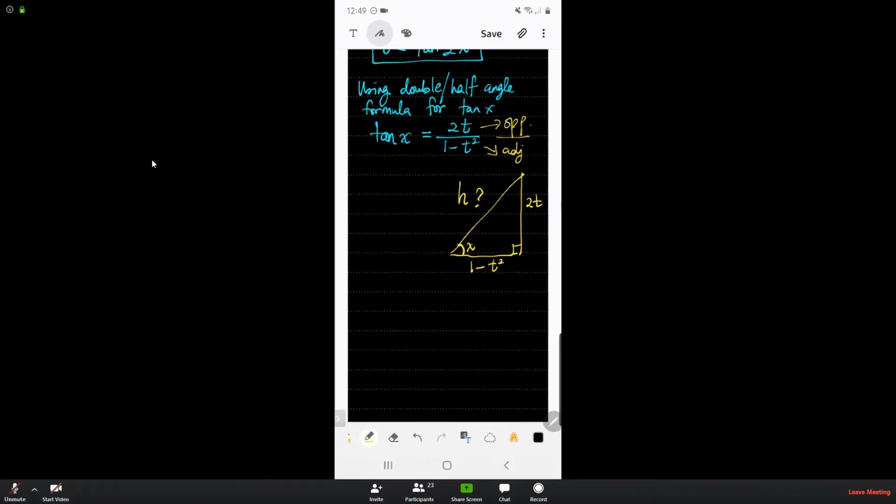Therefore, I can find the h by using the square root of, so you have 2t in the bracket squared plus 1 minus t squared in the bracket squared. And of course, you need to expand. So when you expand, now you get the expression like this. You have 4t squared, then plus 1, then minus 2t squared, then plus t to the power of 4. So you simplify this.